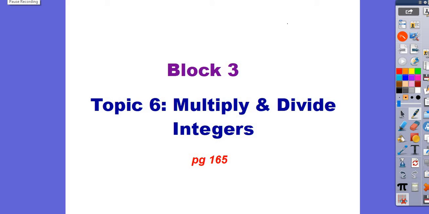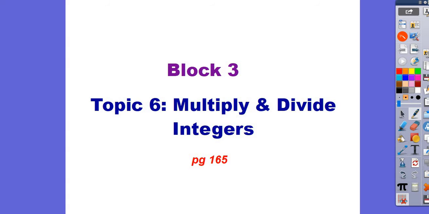Alright, we're on block 3 from topic 6, which is on page 165 in your workbook. We're on multiplying and dividing integers. In today's lesson, we're looking at tricks and hints of how we can find these answers quicker. And they work out very nice. I still use them to this day.